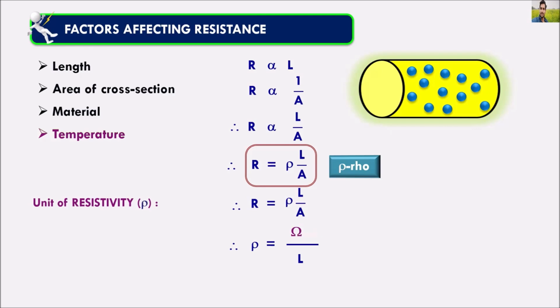The unit of area is meter square. The unit of length is meter. So from meter, meter square gets cancelled and we get the SI unit of resistivity as ohm into meter.